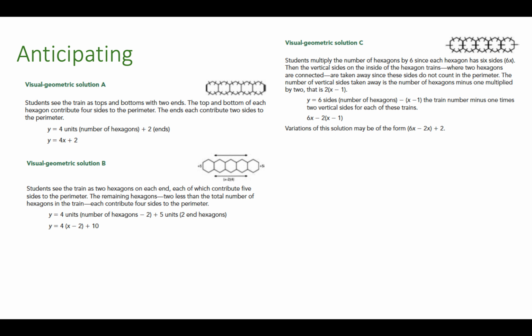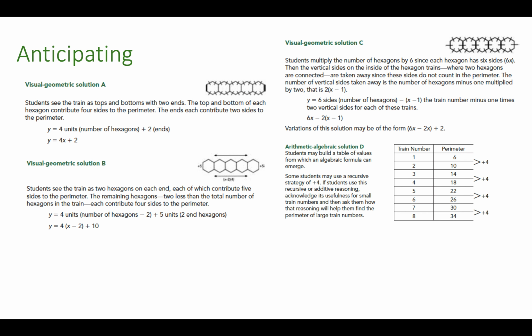Another one might be counting everything and then subtracting off the things that don't need to be included. So in this case, it's multiplied by 6 because every hexagon has 6 sides, and then subtracts off the vertical sides on each of those trains, with the exception of the last 2. So there's 2 different variations shown there.